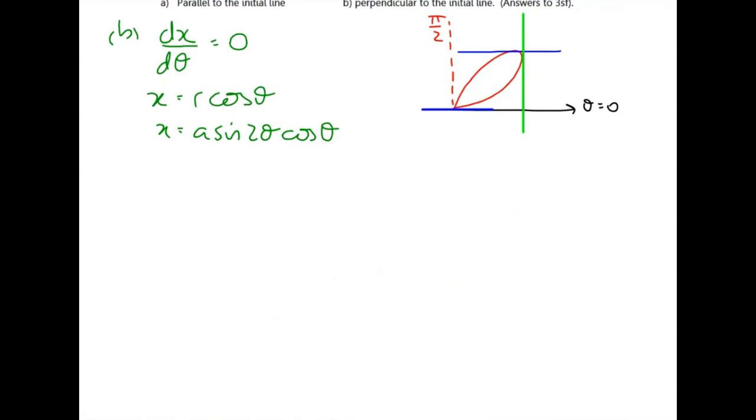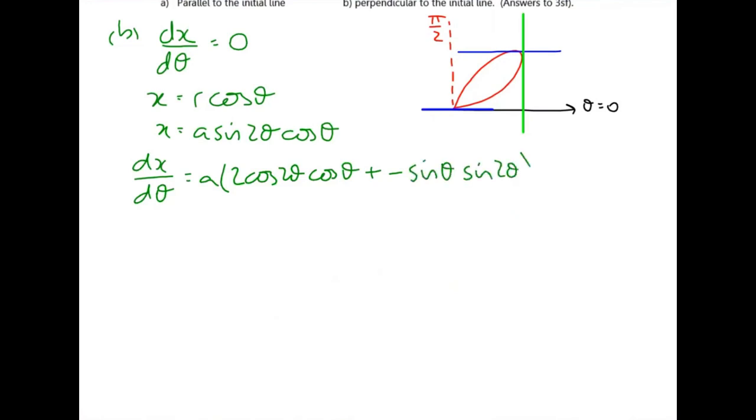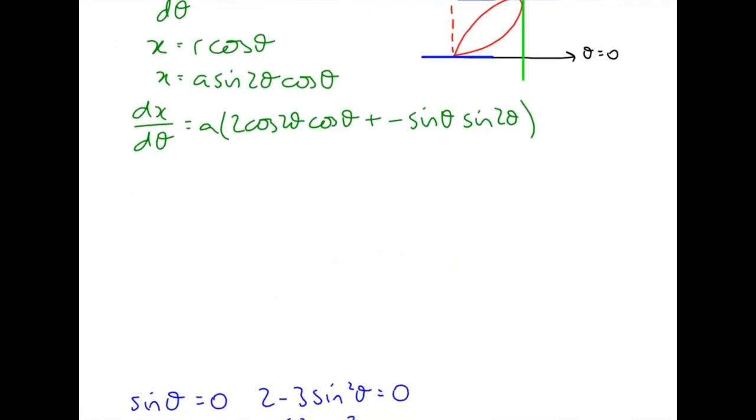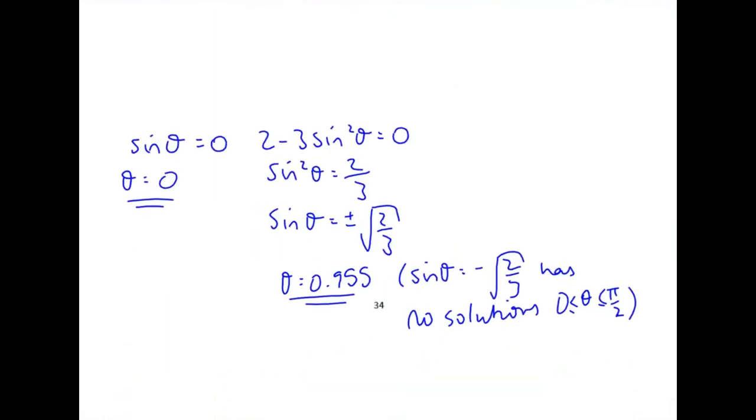Now that it's in terms of theta, I'm going to differentiate this. So differentiating sine 2 theta goes to 2 cos 2 theta times cos theta. Differentiating cos theta goes to minus sine theta, and times by the sine 2 theta. I've got the a on the outside. I'm setting this equal to 0 and solving, so it's just the bracket that needs to be equal to 0. And again, we're going to use double angle formula on this.